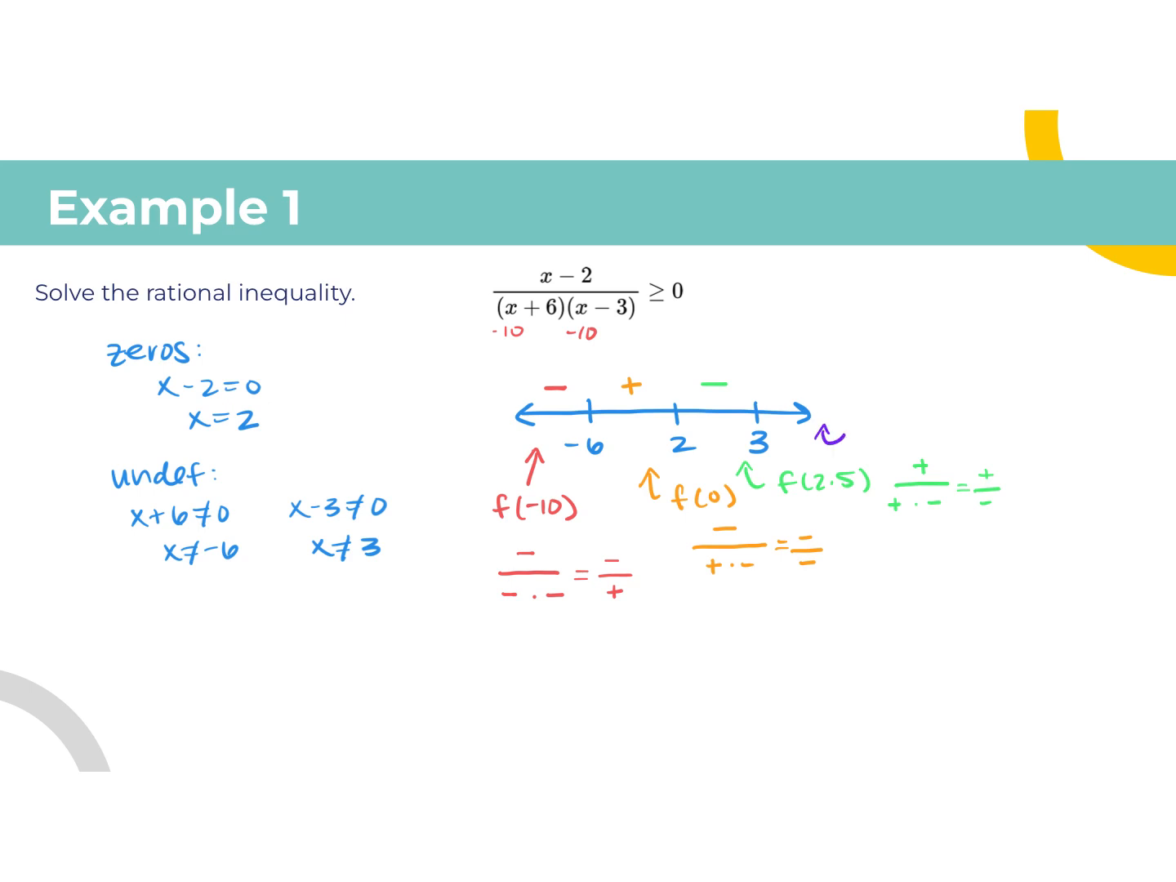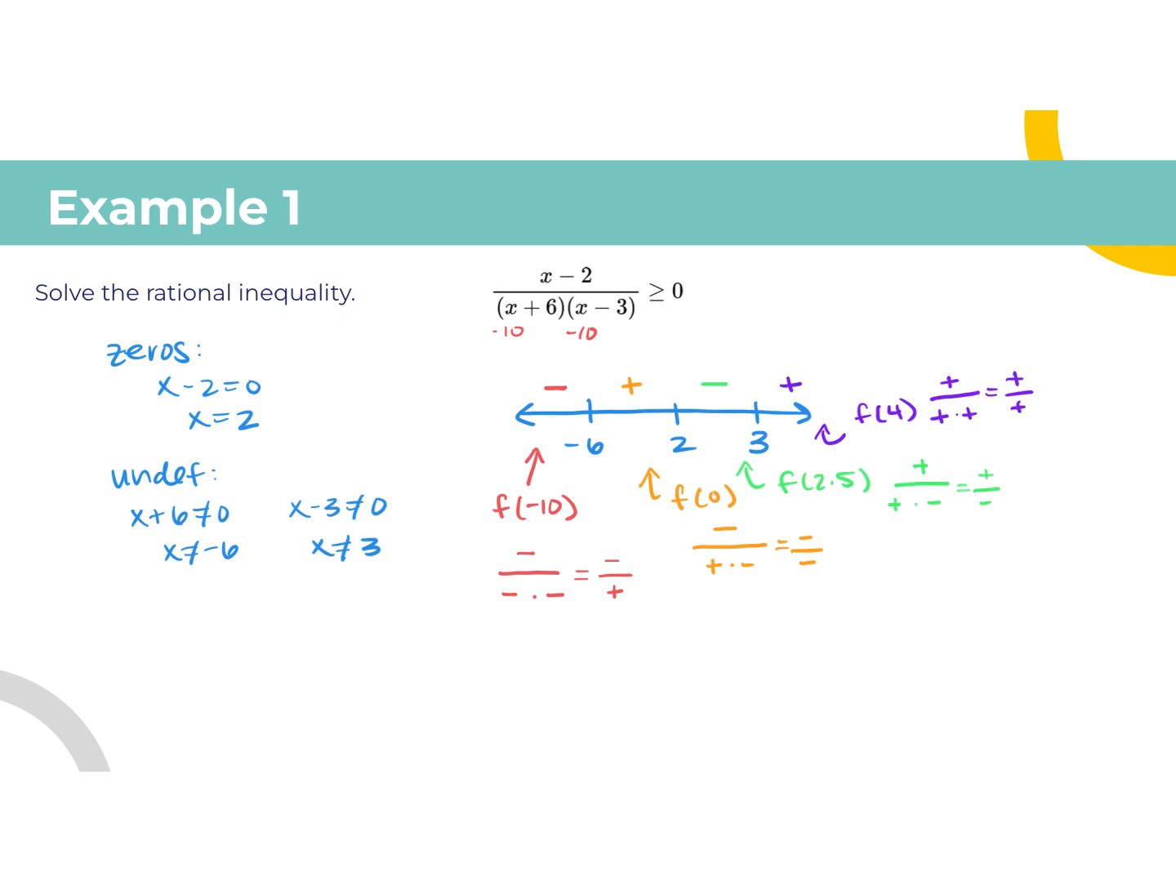Last interval, pick any number bigger than 3 to plug in. I'm going to plug in 4. If I plug in 4, my numerator would be positive. In my denominator, I'd have a positive times a positive. I'd get a positive over a positive, which would give me a positive output.